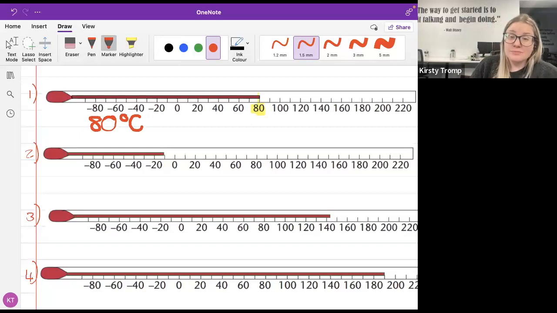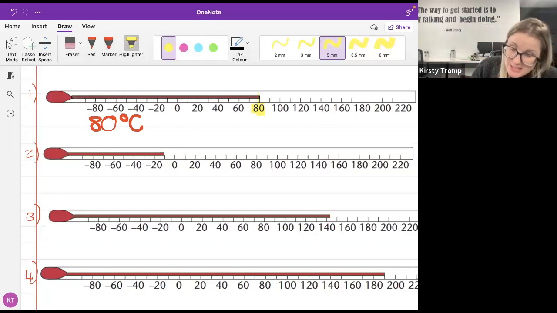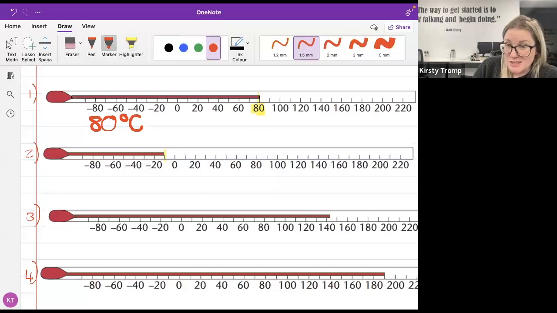All right. Let's have a look at number 2. For number 2, we're seeing now that this temperature is below 0, so it's to the left of the 0. Here it is sitting on this line over here. So it's not sitting exactly on this 20. It's sitting between the 0 and the negative 20. So it would be fair to say that the temperature is going to be negative, because it's below the zero, to the left of the zero: negative 10 degrees Celsius.